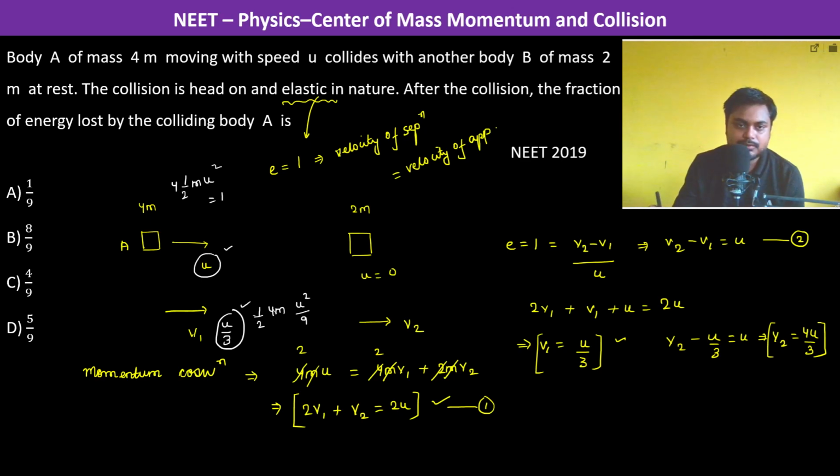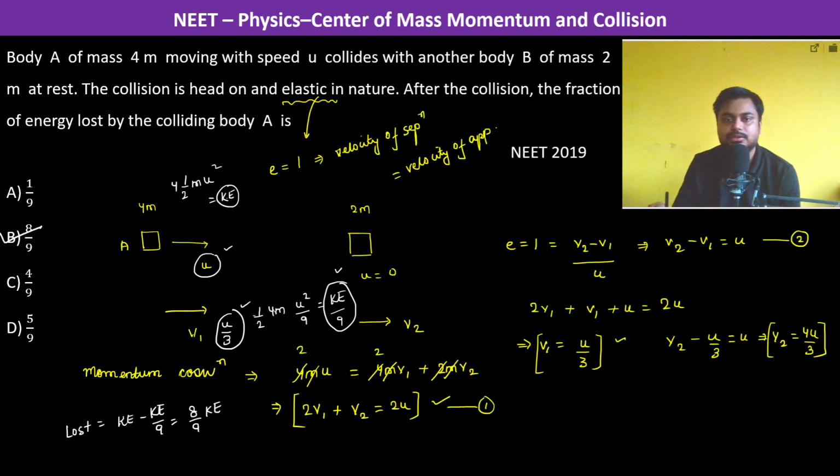So that was the kinetic energy initially. Now the kinetic energy is KE by 9. Therefore 8 by 9 is lost. So the energy lost is 8 by 9 of the initial kinetic energy. Therefore B is going to be the answer.